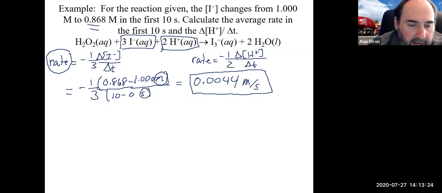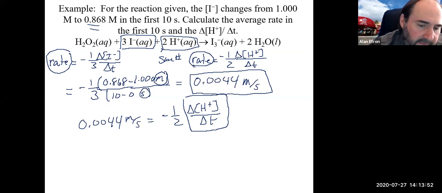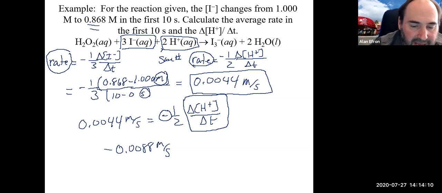Now, once we have the rate, as we talked about, this rate here and this rate here, it's the same number, which means now we can put that number we just calculated into that second expression. And in the problem here, we're essentially looking to solve for this part of it, which means we need to multiply the 2 to the other side, but not just the 2, the negative should come over there as well. And when you do that, you will get negative 0.0088 molar per second is equal to how the concentration of H plus is changing with time.